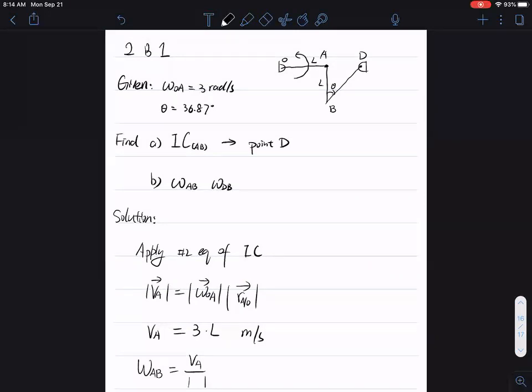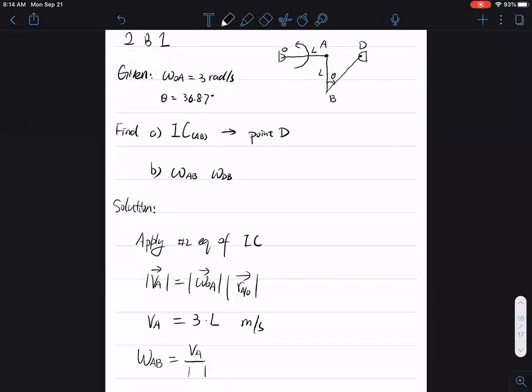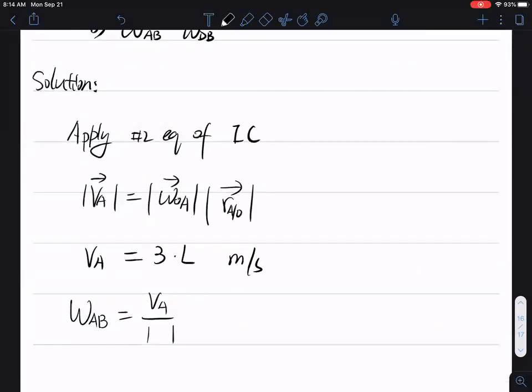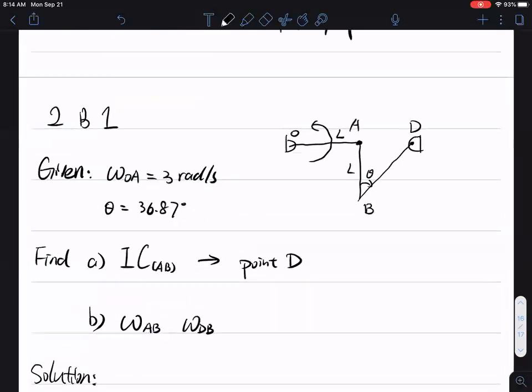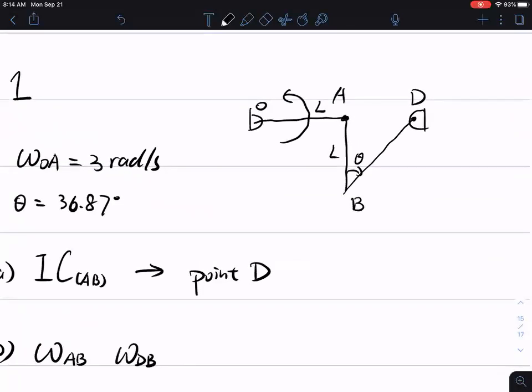Now my question here, what's the distance we need to look at here? If we want to apply this equation, omega AB equals VA. On the bottom here, we should have a distance. That's the distance from which point to which point? I can tell you one point on that distance should be A. That distance should be from A to where? We only have 1, 2, 3, 4 points.